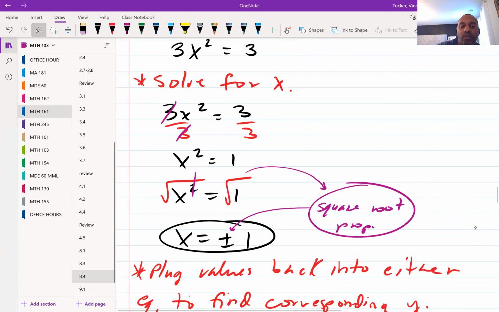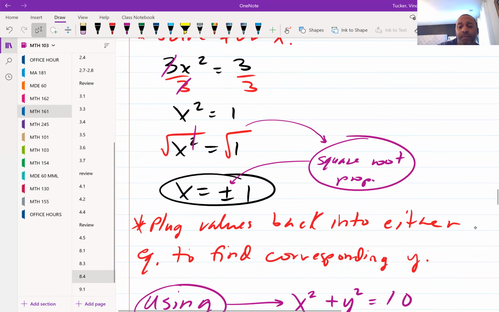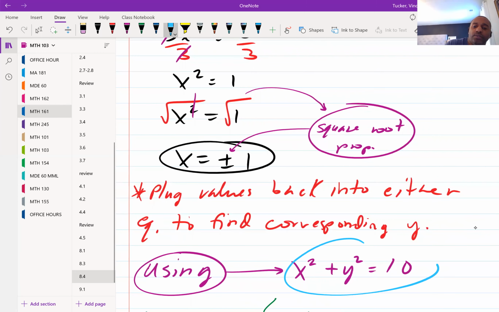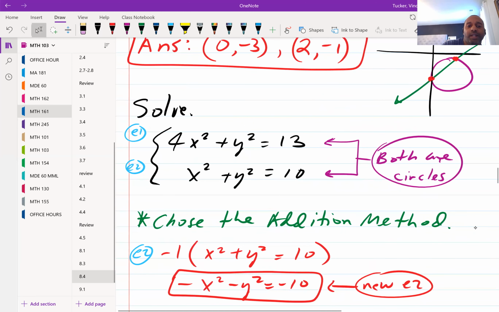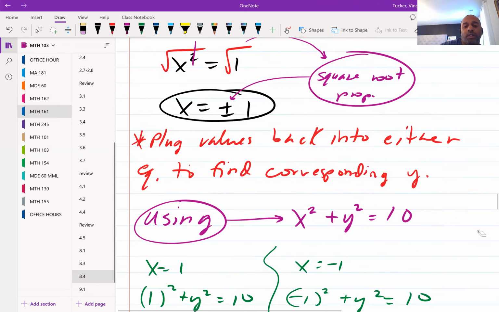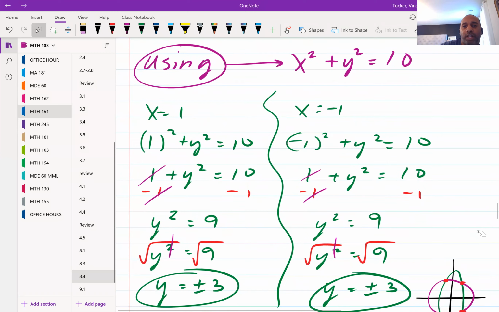All right. So just like before, plug the values back into either equation to find the corresponding y value. I decided to use this one, x squared plus y squared equal to 10, only because I have smaller values. If you were to go back to your options, this has a 4 in it. This has 13 here. So I just use the one with the smaller values. Once again, it doesn't matter. Either way, you'll get the same result. So I use x squared plus y squared equal to 10.